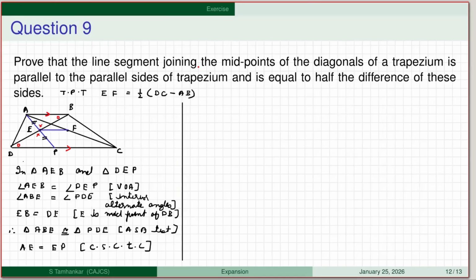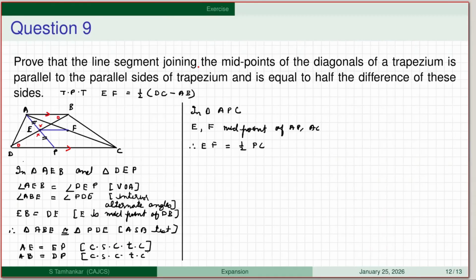Fine. Now moving ahead, what can I say? I'm considering this triangle. In triangle APC, in this we have E and F, midpoint of AP and AC. Okay, so one is given and one we have just proved. So therefore we get EF is equal to half of PC. I can also add one thing over here, that is AB equal to DP. Okay, so again the same thing, corresponding sides of congruent triangles are congruent. So now we have got EF equal to half of PC.